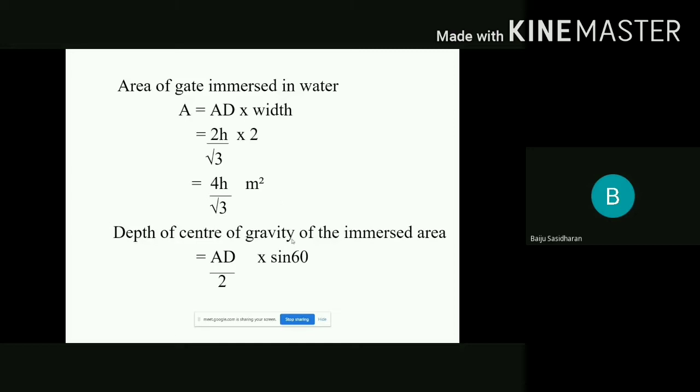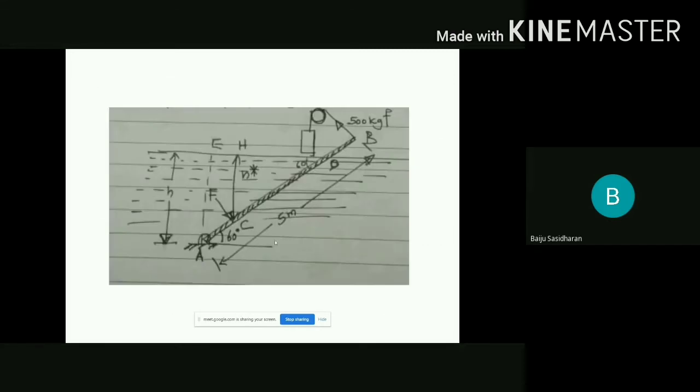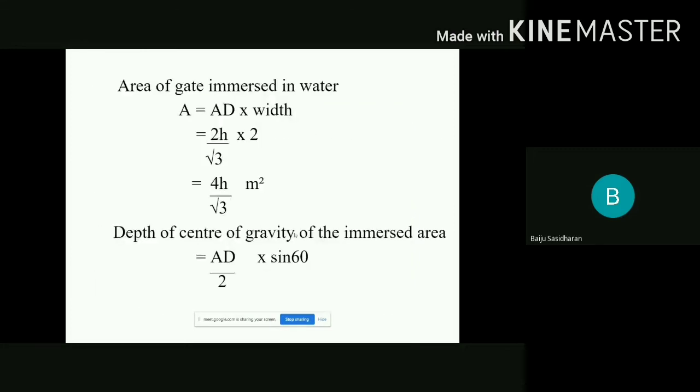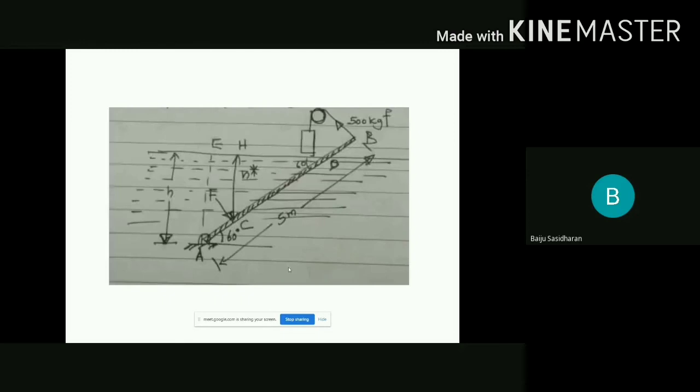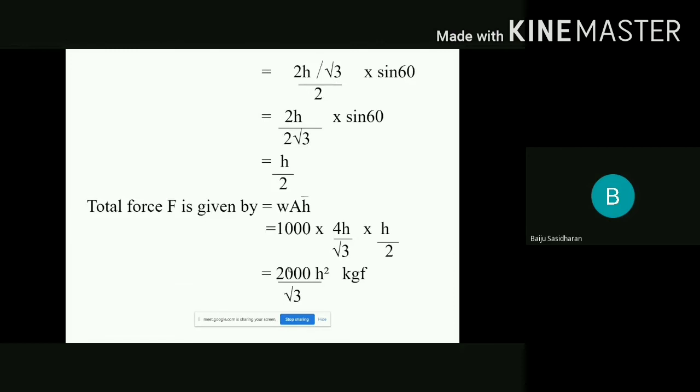And the depth of center of gravity of the immersed area. So you see the immersed area. This is the immersed portion, and its half length will be its CG. That is why the depth of center of gravity of the immersed area, that is H bar, is AD by 2 into sine 60. So you substitute that value, you will get it is H by 2.